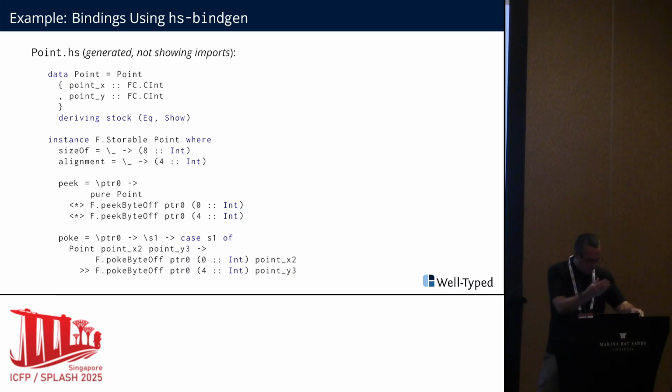So I'm skipping the common imports, but here hs-bindgen generates this data Point, which is very close to what I would write by hand. You'll notice that the names are all generated automatically, so the users do not have to specify the names. And then the Storable instance is also very similar. You can see that it's generated code, so we're using lambdas and de Bruijn indices. But the constants are all defined in the generated code.